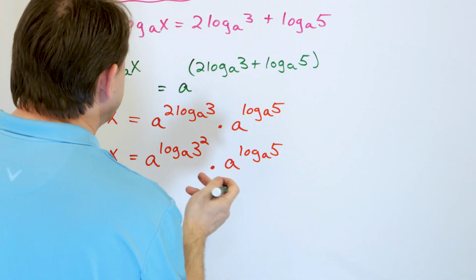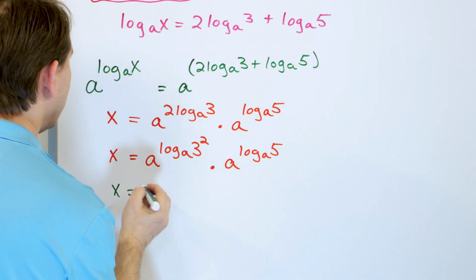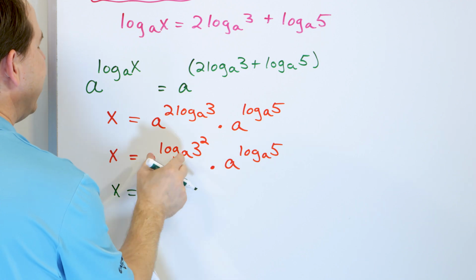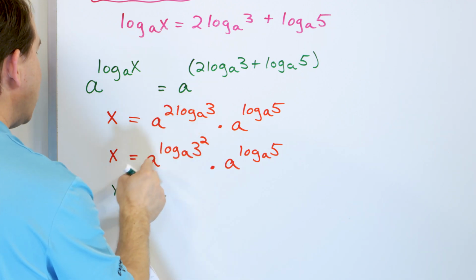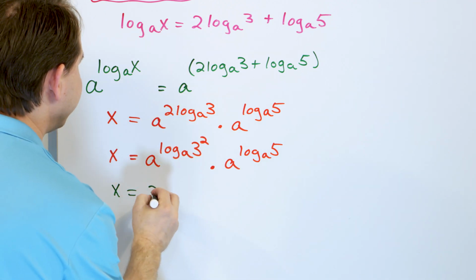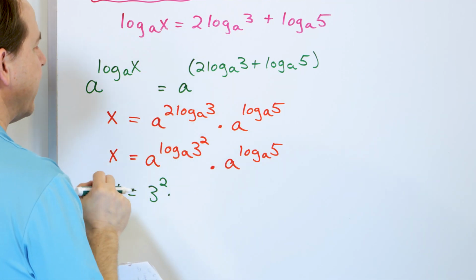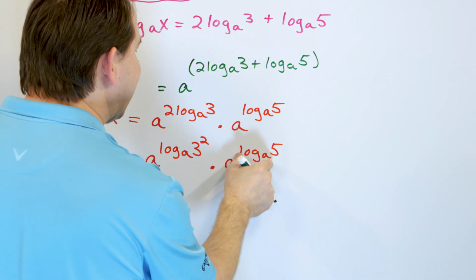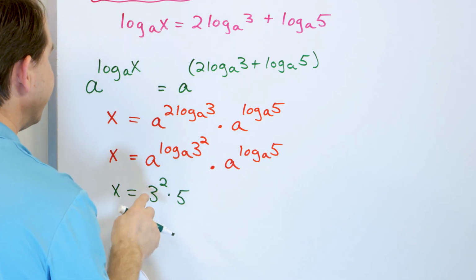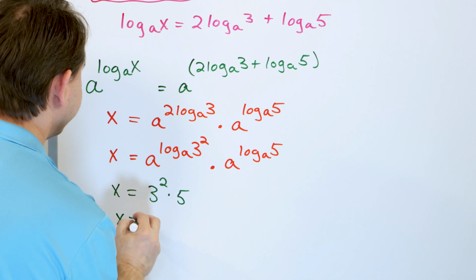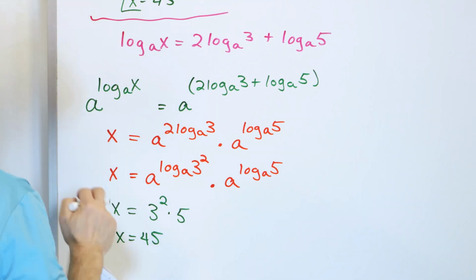So here we're very close. We have x on the left. What do we have on the right? The a raised to the power of log base a completely cancels. All I have is 3 squared. The a and the log base a cancel here, leaving me with 5. Now I have 9 times 5, so x is equal to 45. It's exactly the same answer we got here.